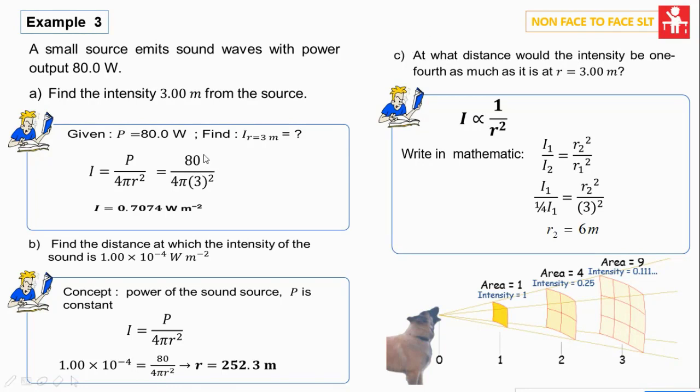And for question C, at what distance would the intensity be 1/4 as much as it is at r equal to 3 meters? We know that the relation between the intensity and the distance is I inversely proportional to r squared. So we have the ratio I1 over I2 equal to r2 squared over r1 squared. Substitute the value of I2 equal to 1/4 I1, and we can cancel out the I1. With r1 as 3 meters, we get the value of r2 equal to 6 meters.